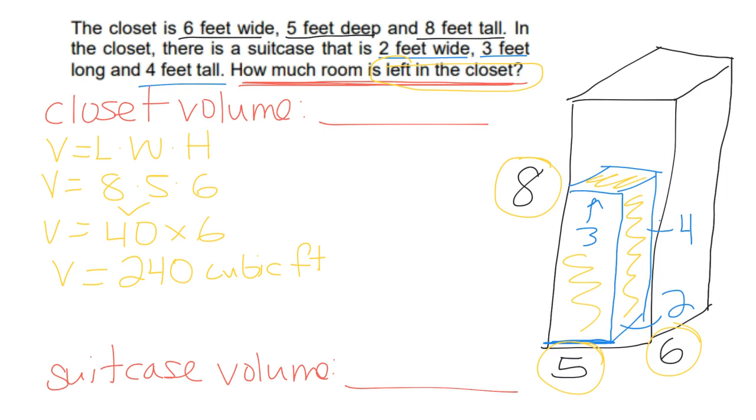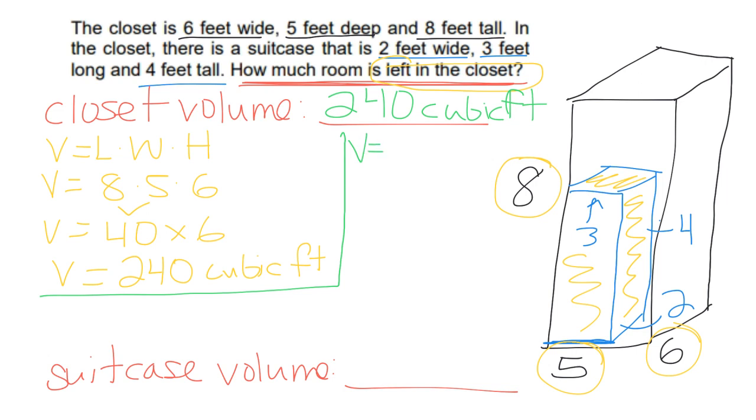Now for us to solve this, we need to use the volume of our closet and subtract the volume of our suitcase. So we know our closet volume is 240 cubic feet. I'm going to draw a line right here to separate our work from our closet and our suitcase. Next, we're going to find the volume of our suitcase. We're going to use our volume formula again.